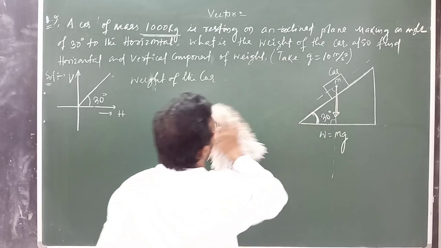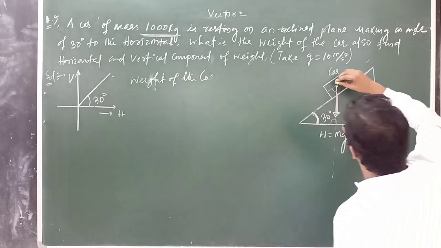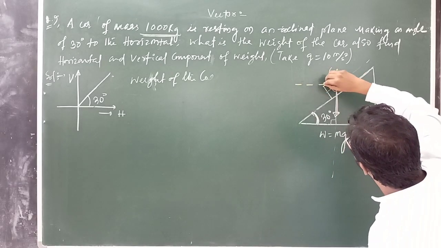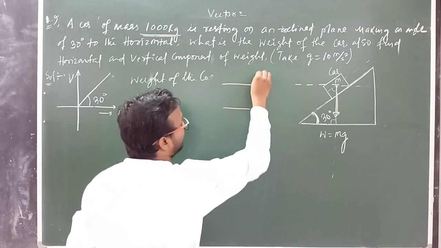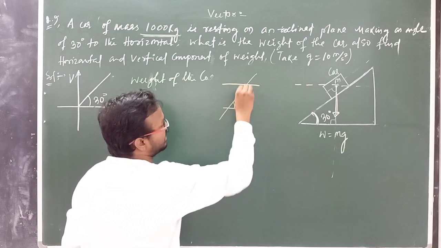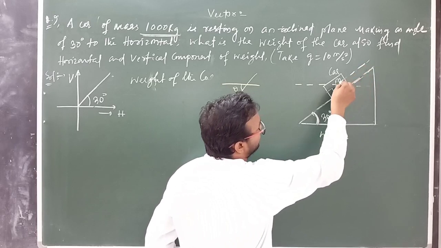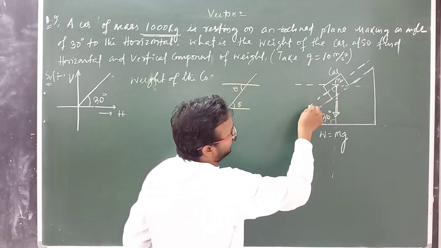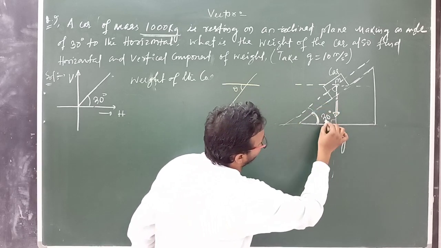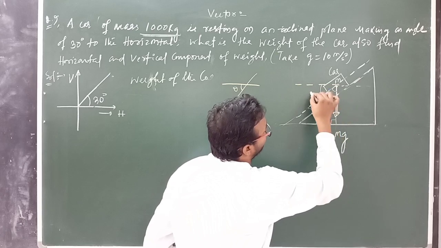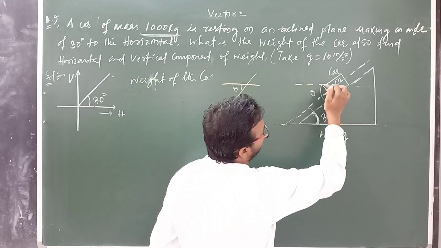I am just making a clear diagram. Here, if you draw a line parallel to the horizontal line, we already know that if two lines are parallel and this is the intersection point, and this angle is theta, then this angle is also theta. Clear? This is a supposed inclined plane, and this total angle is theta, which means this angle is also theta, that is 30 degree.